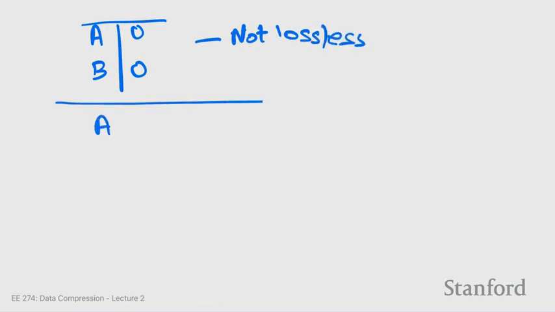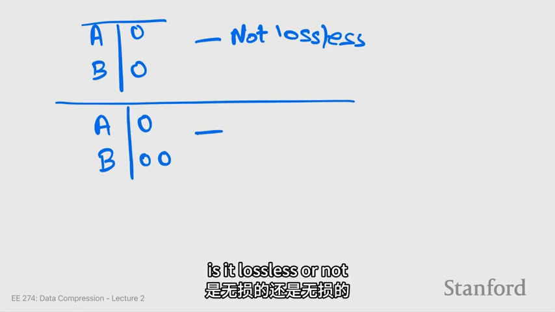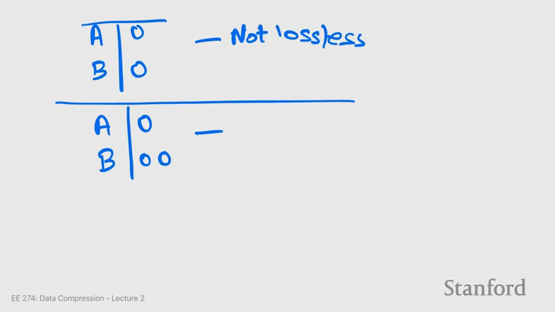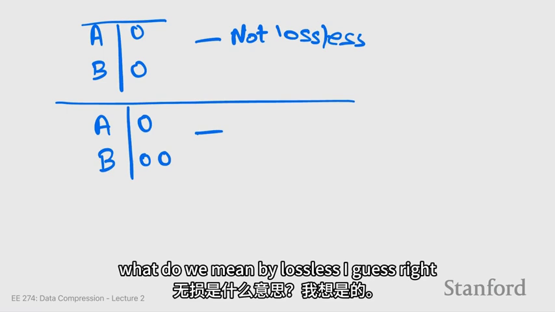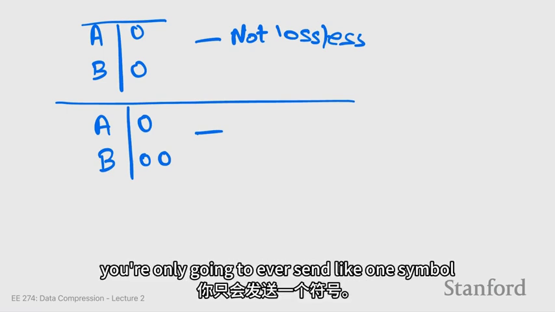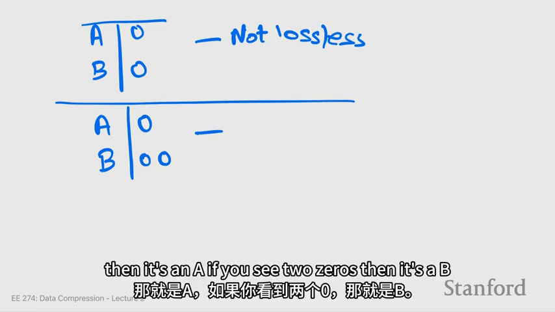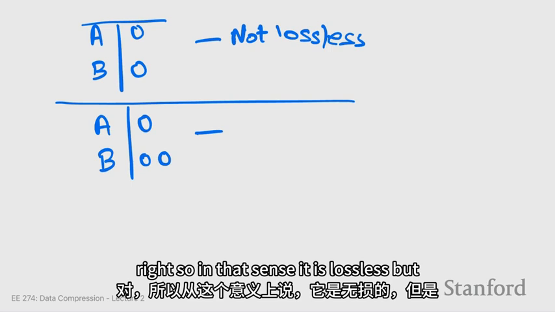Okay, now this one. Is this lossless? So is it lossless or not? It is. Oh, sorry. No. It's not lossless. Anybody else who has a differing opinion? What do we mean by lossless, right? If you know you're only going to ever send one symbol, then this is lossless, right? If you see 1 0, then it's an A. If you see 2 zeros, then it's a B, right? So in that sense, it is lossless.